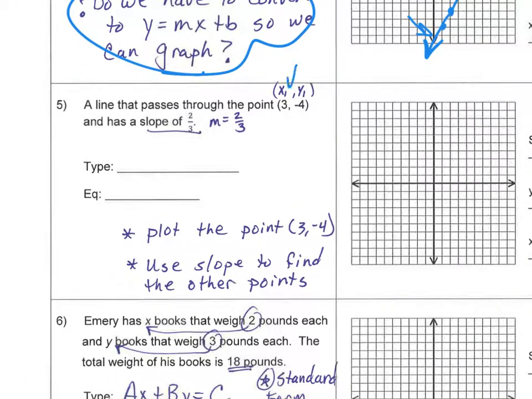Now here we have a line that passes through the point 3, -4 and has a slope of 2/3. All right, so we've got a point and a slope again, so you should be able to tell me what type of equation this is.